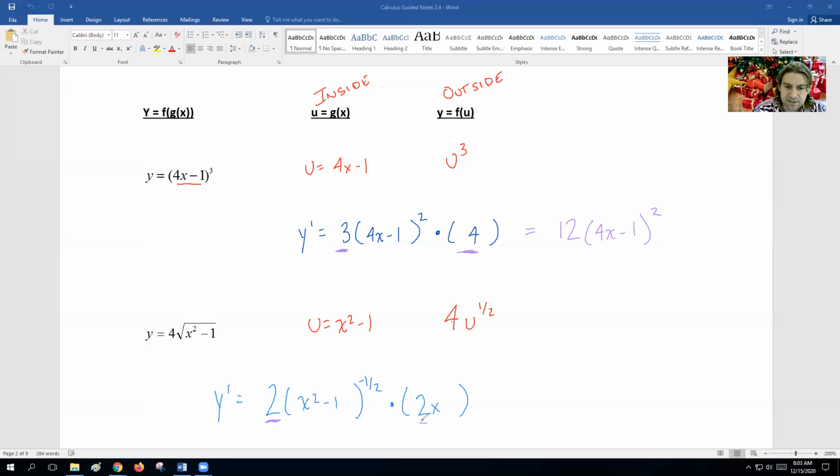Okay, so if we want to simplify this expression here, we can multiply the 2 times the 2x and get a 4x. And then if we want to rewrite this here, the negative 1/2 power would put it on the denominator and inside a radical. And so we get an x squared minus 1. So the derivative of 4 radical x squared minus 1 would be 4x over radical x squared minus 1.